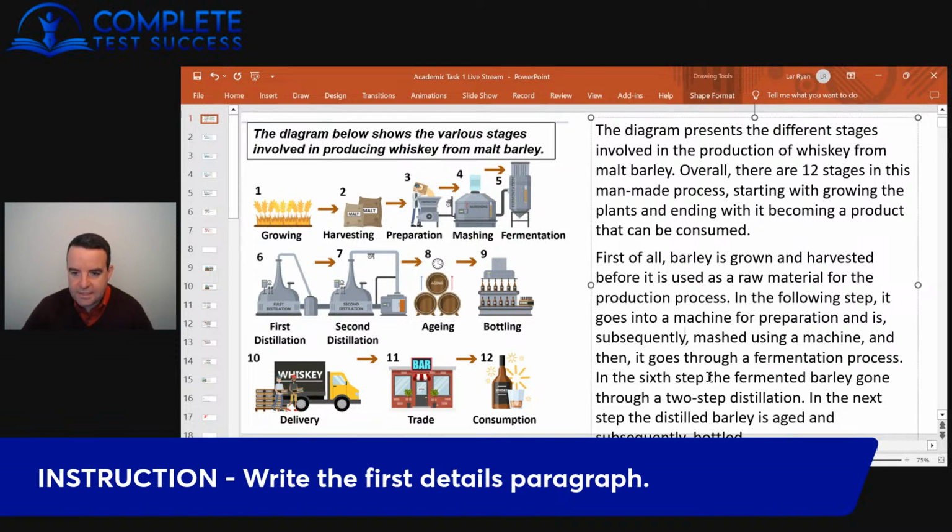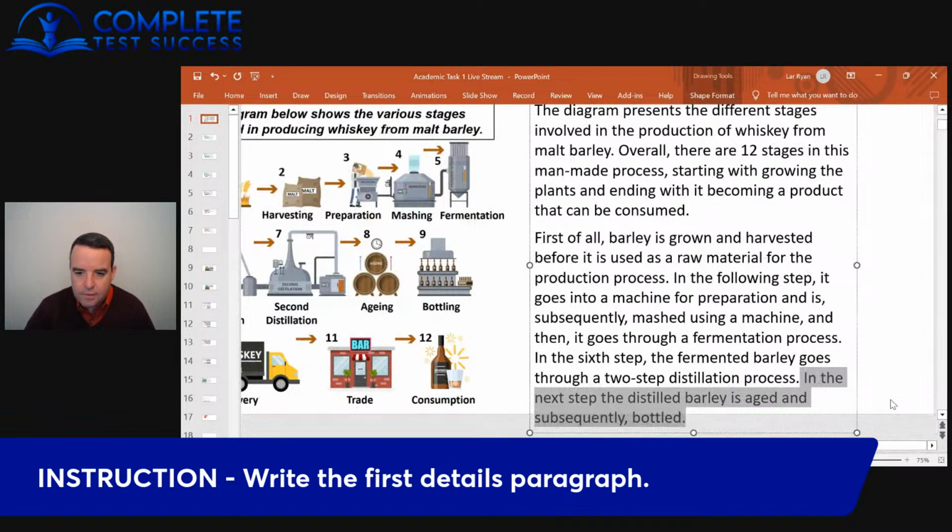In the 6th step, and again, comma, the fermented barley, and again, we need an active structure here, goes through a 2-step distillation process. Okay, let's leave that. In the next step, distilled barley is aged and subsequently bottled.